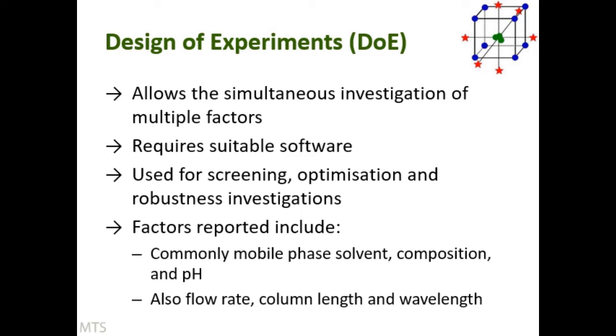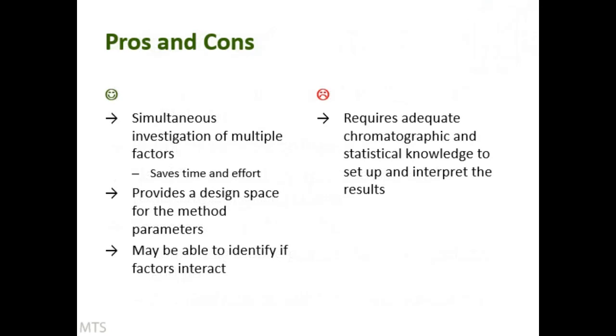Pros and cons, well, obviously it allows you to get there quickly because you've got this simultaneous investigation, so you save a lot of time and effort. You do, as I mentioned, get this design space. So ultimately that tells you within which area your method works. So rather than having one value for a factor, like a composition of mobile phase, you have a range of where it could work. That can lead to problems later on when you're trying to define the method for the analyst who needs to follow it, but it's a very powerful tool for troubleshooting and understanding of this method, which is what we want.